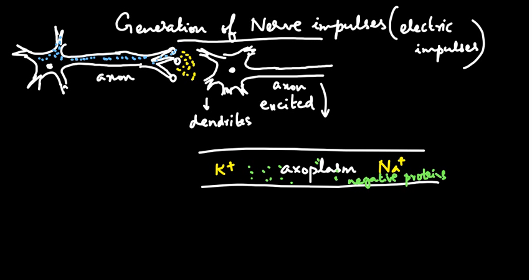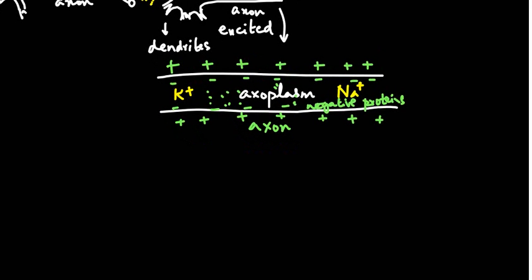When the neuron or the axon is not excited, at that time the outside of the axon is positively charged, whereas the inside of the axon will be negatively charged. Now, how are these charges occurring?